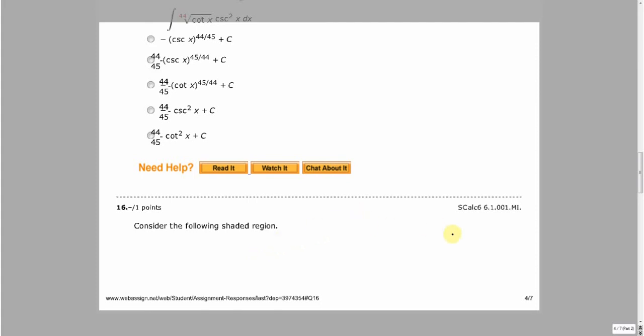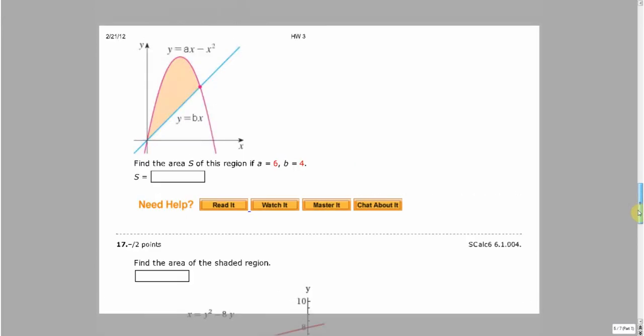All right, so let's go over the last few questions on the homework. This is number 16. It says, consider the following shaded region, and then it shows you this, right? What we have to do in all of these shaded region questions is take the integral of the top function minus the bottom function. The top function is, it says a is 6, so this is 6x minus x squared. And then I take away the bottom function, and b is 4, so this is minus 4x.